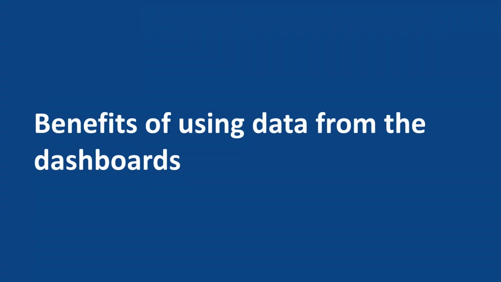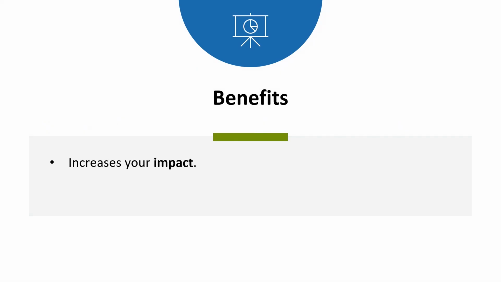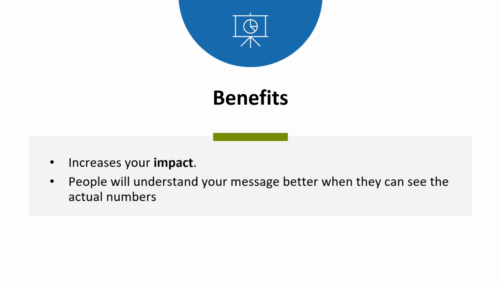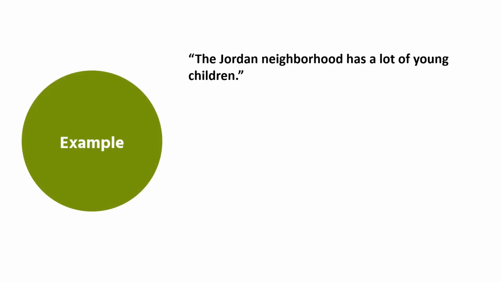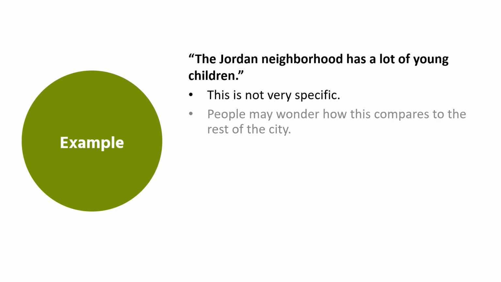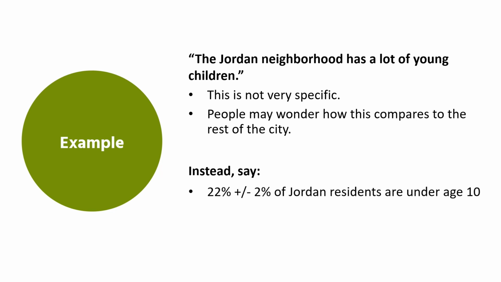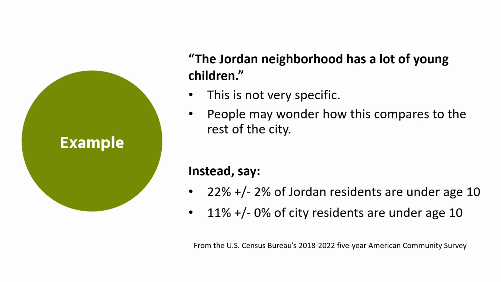When you include actual data in a presentation or funding application, you increase your impact. People will understand your message better when they can see the actual numbers. For example, if you simply say, the Jordan neighborhood has a lot of young children, that's not very specific. People may wonder how this compares to the rest of the city. But if you instead say, while 22% plus or minus 2% of Jordan residents are under age 10, it's estimated that 11% plus or minus 0% of city residents are under age 10, people can more easily see that the Jordan neighborhood has a greater percentage of young children compared to the city as a whole.